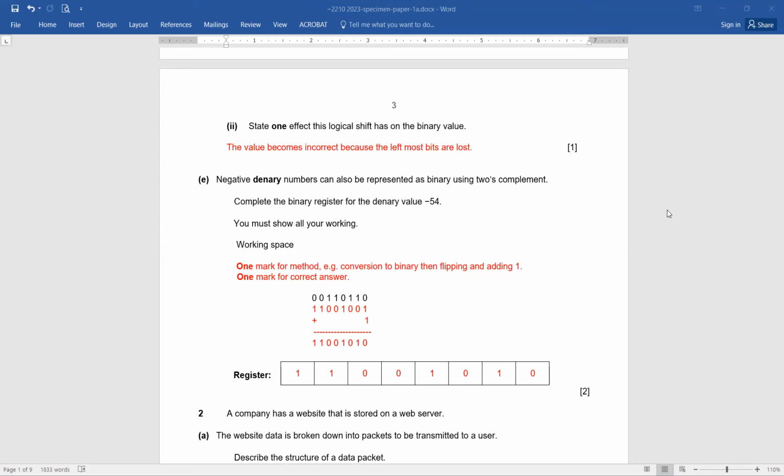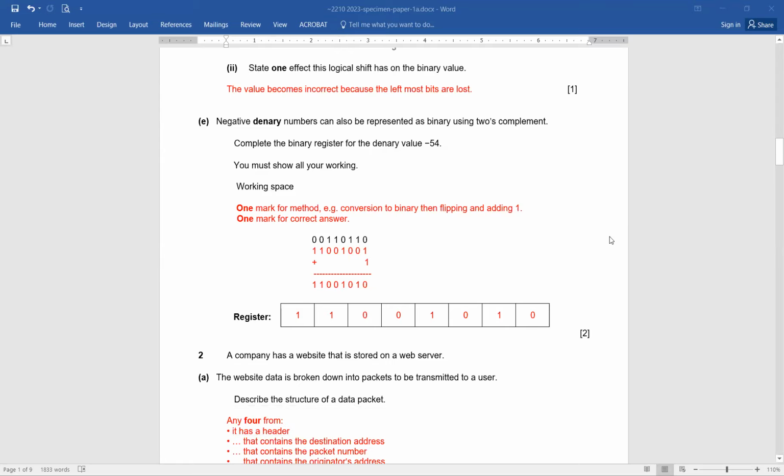A company has a website that is stored on a web server. The website's data is broken down into packets to be transmitted to a user. Describe the structure of a data packet. By the way, do we remember the alternate words for data packet? Okay, that's great. Wonderful, Ali. It's datagram.